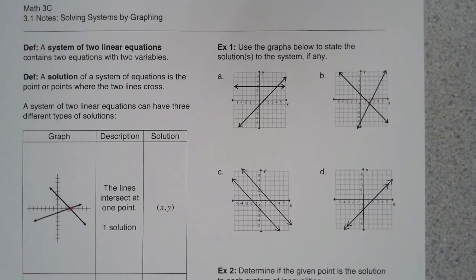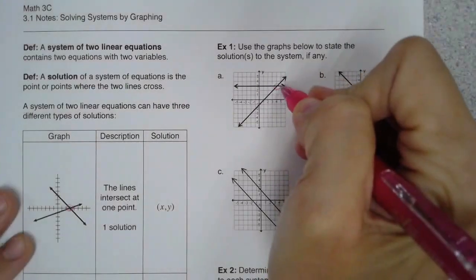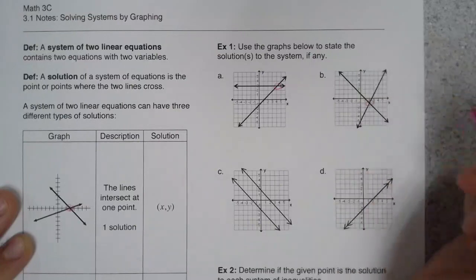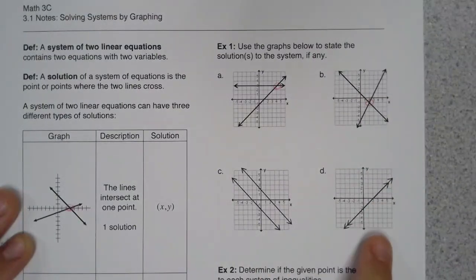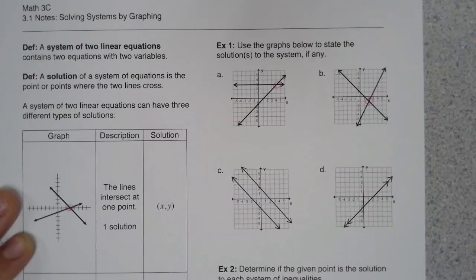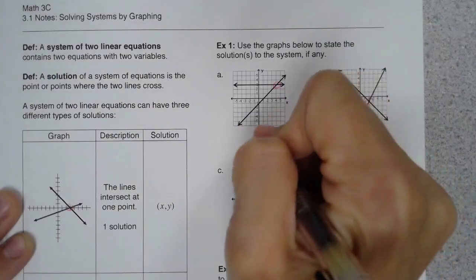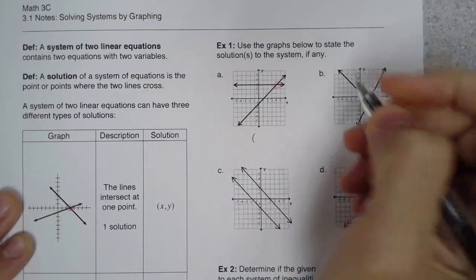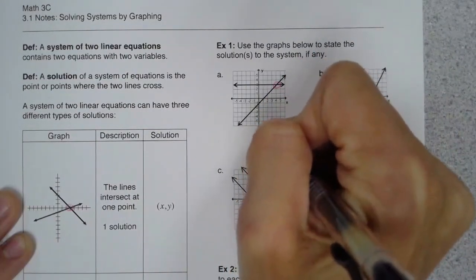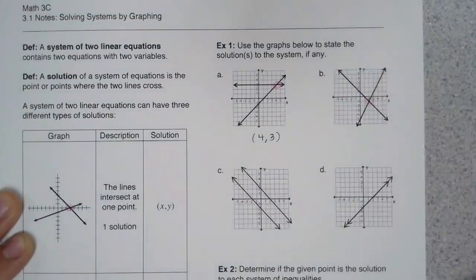So when we're going through and solving these, use the graphs below to state the solutions to the system, if any. The solution to the system is the point where the two lines intersect. So here they intersect once, here they intersect once, here they never intersect, and then here they intersect everywhere. So when we answer the question, anytime they intersect once, we're going to write the coordinates of that point. So for this first one, the solution to the system is the point 4, 3. That's the point where the two lines cross.